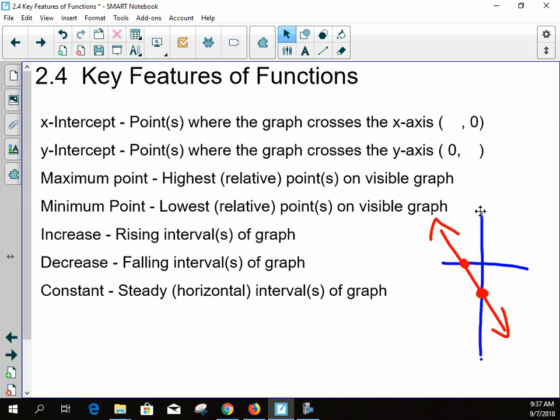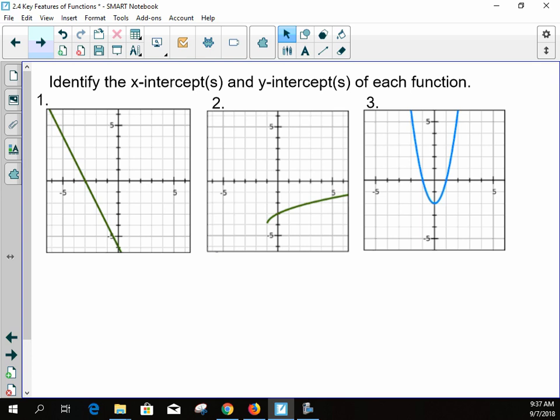Here we go. There's a lot of information about graphs. This is all review, but there's a lot. So you may have to go back and watch this because we're going to go kind of quick. But you can go back and watch it, or you can come in and ask. Okay, identify your x-intercepts and your y-intercepts. Right here is your x-intercept.